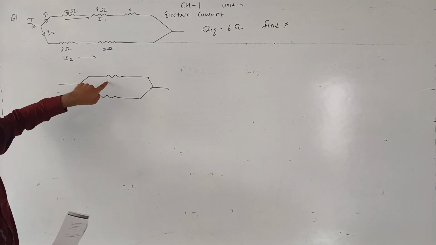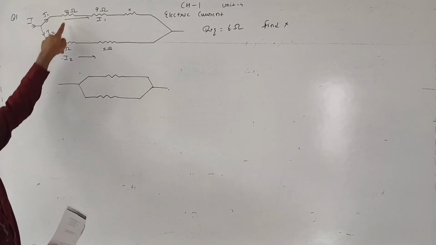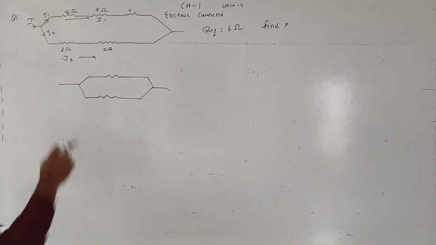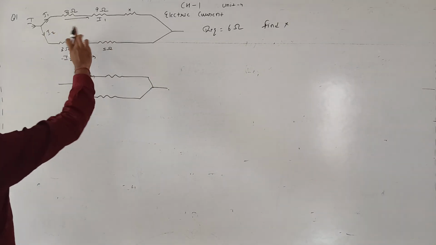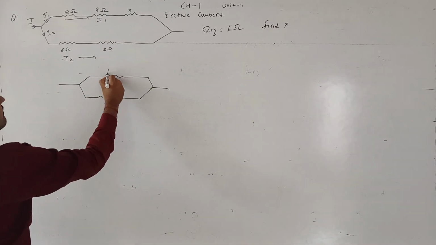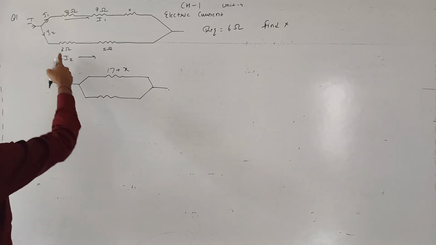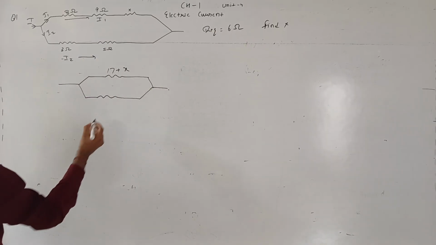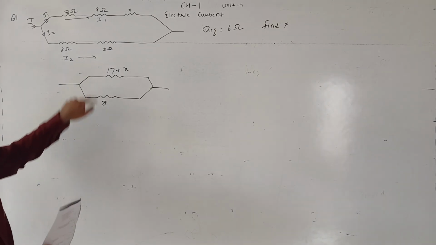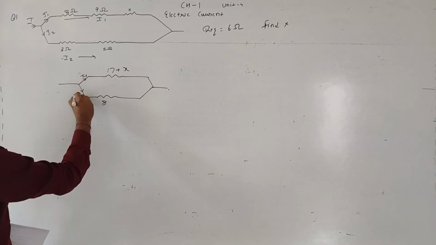This is the series combination of 8, 9 and X, and this is the series combination of 3 and 5. The series combination of 8, 9 and X is 9 plus 8 is 17, so this is 17 plus X. And this will be 5 plus 3, which is 8. Now these two are in parallel, because here current I1 comes and here current I2 is coming.